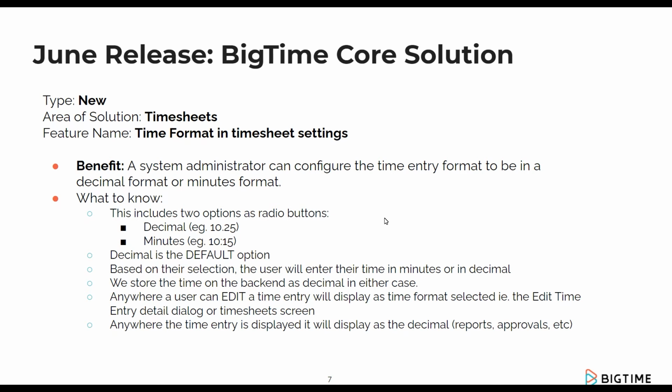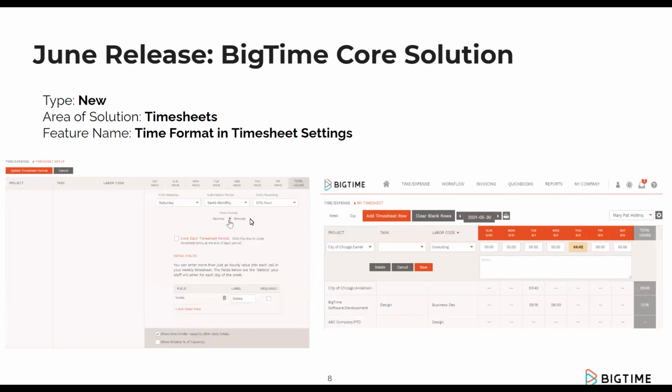A couple things to note is the user, if you are entering it with minutes, the user will enter their time in minutes, but we'll actually store the time on the back end as the decimal in either case. So anywhere you would edit a time entry or enter the time on the actual timesheet, you'd be entering it in that minutes format if that was your selection. But anywhere the actual time is displayed, so on a report, in approvals, on the invoices, it'll appear as the decimal format. So you can see here, there's the additional setting for that time format. And then over here on the timesheet, this is how it'll actually appear.